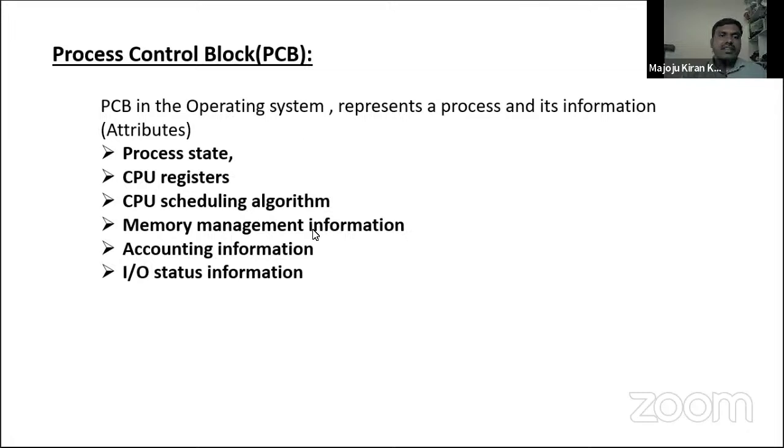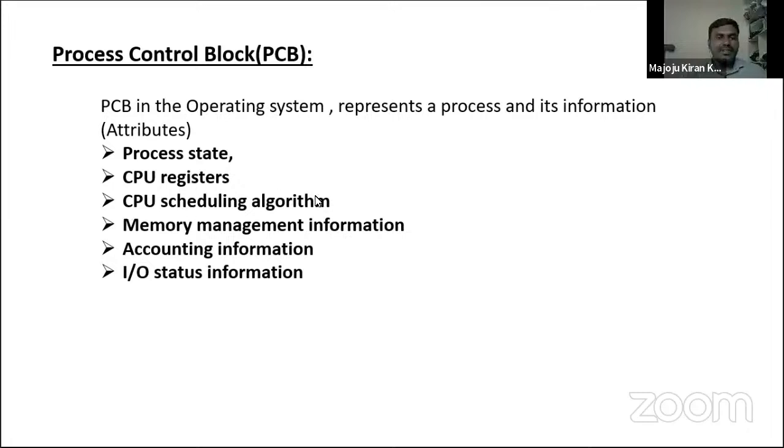What kind of information does it contain? It contains the information about the process state, whether it is in the ready state, the running state, or the waiting state. So the state of the process is denoted by the process state, which is one attribute in the PCB of the particular process. And the PCB also gives the information about the CPU registers, that means which registers are currently activated and which register it is using.